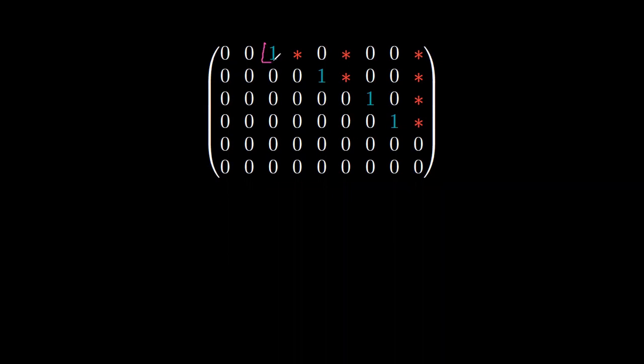First, we draw our stairs, like we did last time for row echelon matrices. Now, the first property is just a reminder that those matrices are actually row echelon. We said it's a particular case. So in particular, they are row echelon.